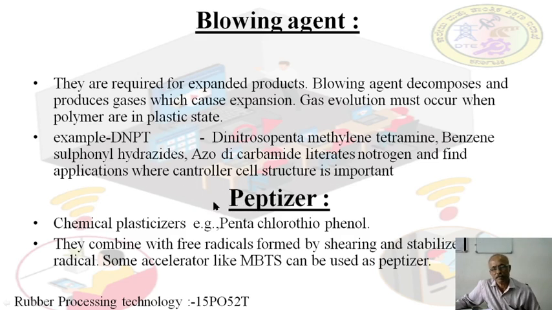Then peptizer. Chemical plasticizers, the example is pentochlorothiophenol. Next, they combine with the free radicals formed by shearing and stabilize the free radical. Some accelerators like MBTS can be used as peptizer.